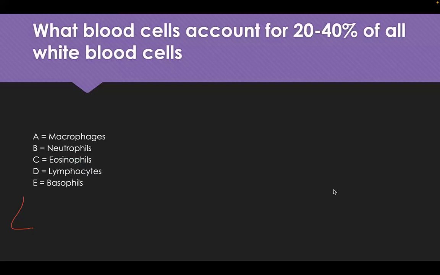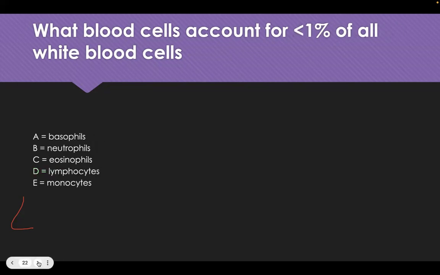Give you a couple seconds to think about it. Yeah, so lymphocytes. What blood cells account for less than 1% of all white blood cells?